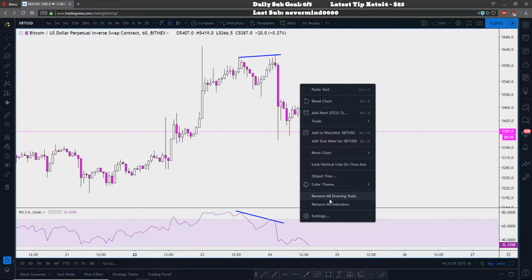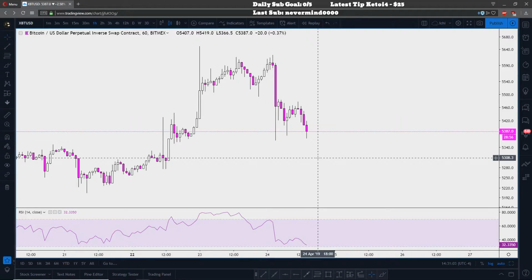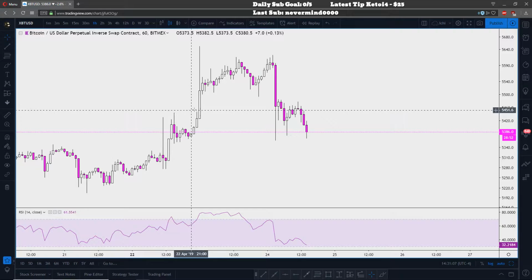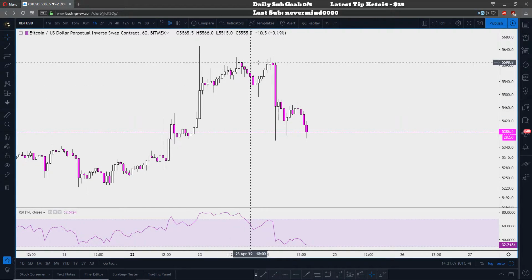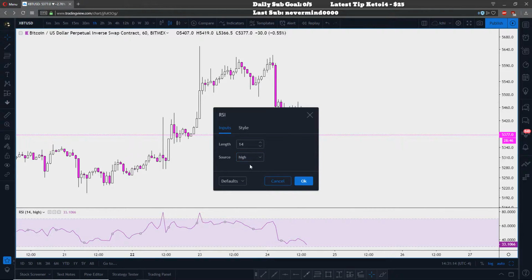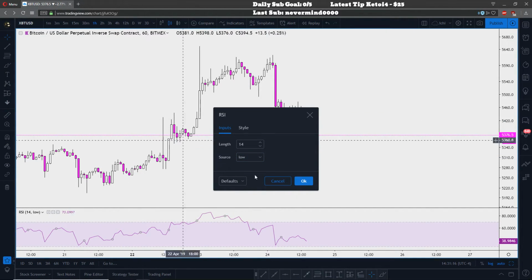So just know that when you're using divergence on RSI, if you're using close, the proper way to draw your lines is from the bodies. If you're using high, then you want to draw it from the wicks. If you're using low, you want to draw it from the lower wicks.